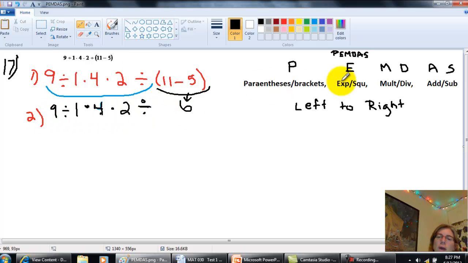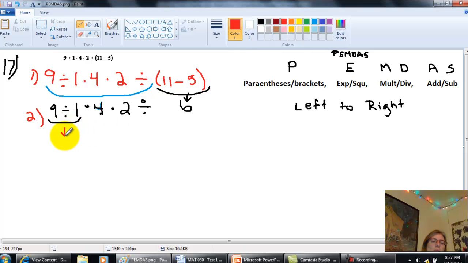And so you look back at your order of operations. Do we have parentheses and brackets in the second line? No. Do we have exponent square root in the second line? No. Do we have multiplication division? Yes, we do. In fact, that's all that's left. We have to follow left to right. So you begin by doing this step.